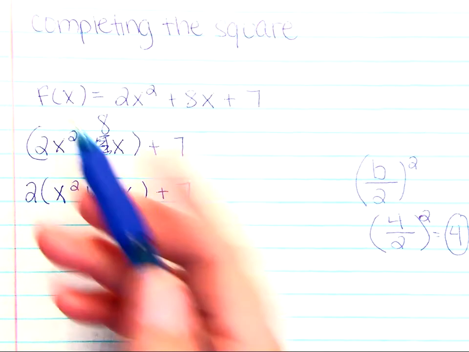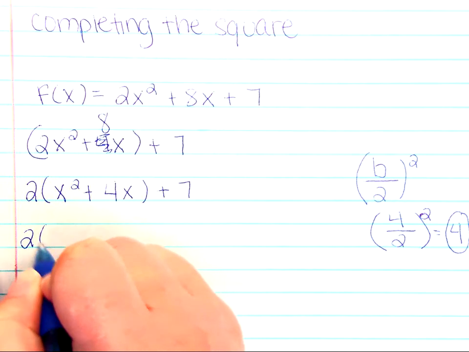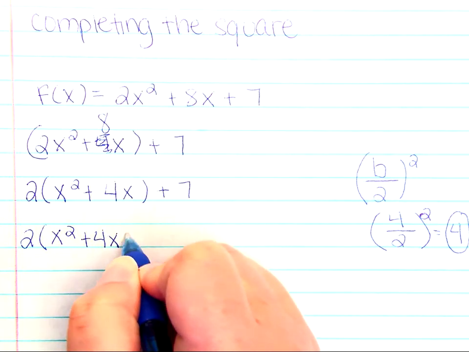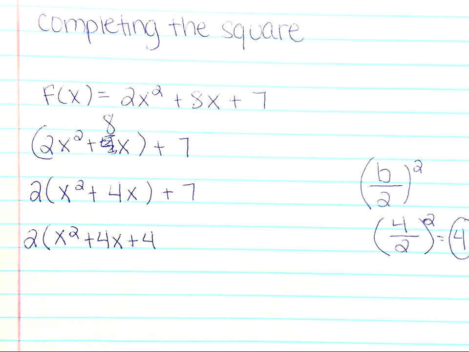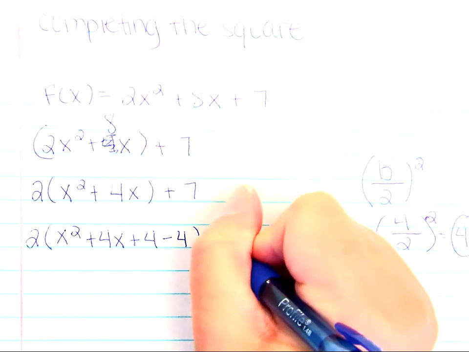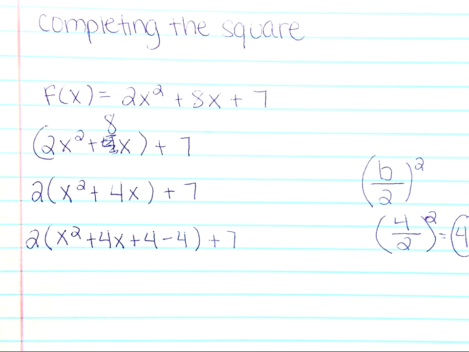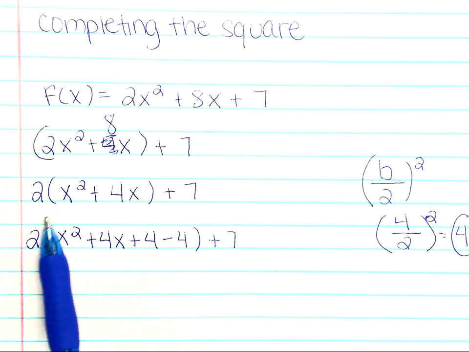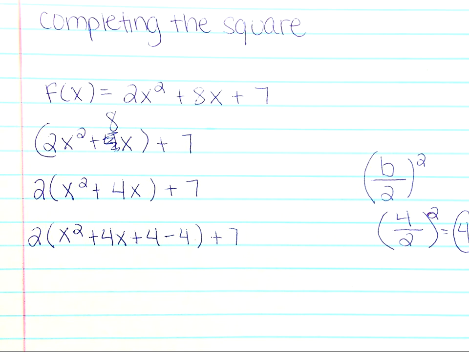So it's going to look like this. 2x squared plus 4x plus 4, and then I need to subtract 4, and then I still have my plus 7 on the end. So this is a process called completing the square. We're trying to make these parentheses a perfect square. So remember, that means that I have two factors that are the exact same.